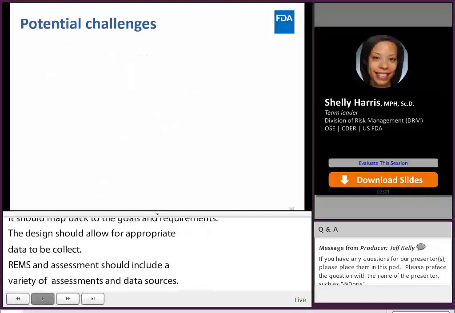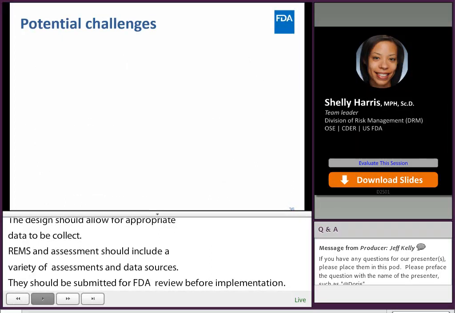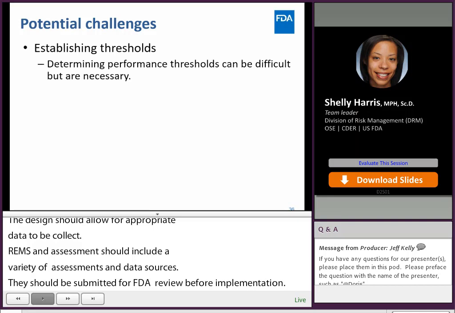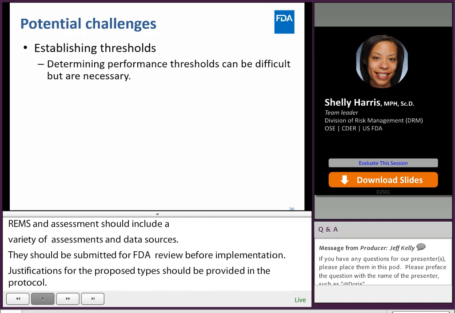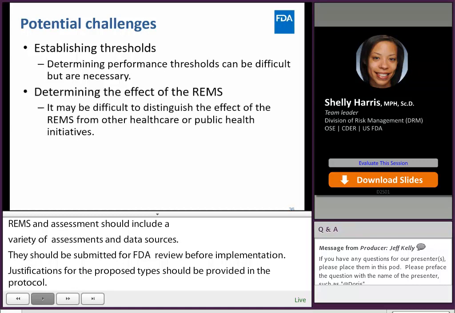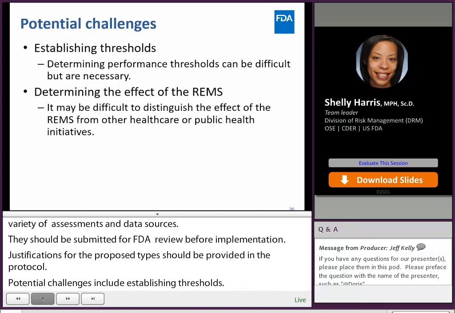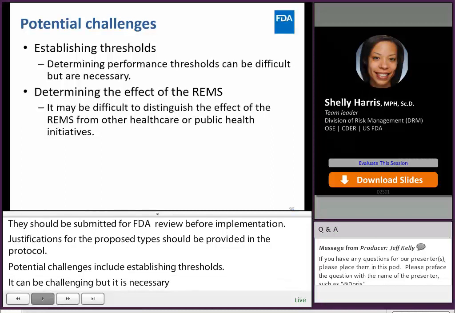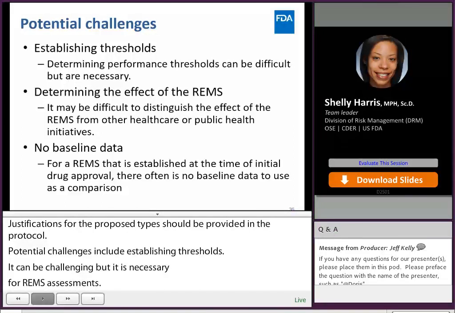Potential challenges include establishing thresholds. Pre-specifying thresholds for determining whether or not the REMS is meeting goals can be challenging, but is necessary for REMS assessments. It can be difficult to determine if outcomes are due to the REMS or due to other healthcare or public health initiatives. For a REMS that is established at drug approval, there's often no baseline data to use as a comparison to see if changes were due to the REMS.